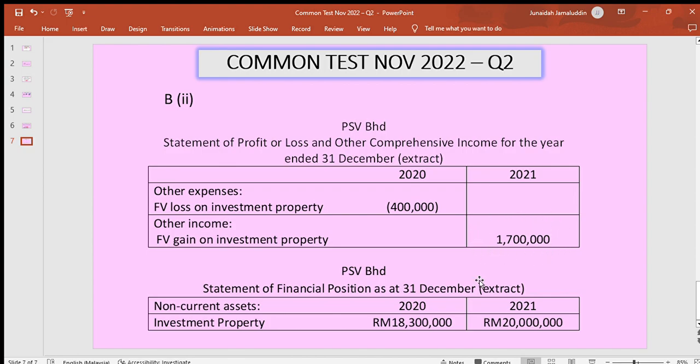And for SOPI, you can also prepare 2 columns for 2020 and 2021. So you have to disclose the investment property under non-current assets. You have to disclose the property at its fair value at 31st December 2020, which is 18.3 million, and at 31st December 2021 the fair value of the investment property is 20 million. So that's all about question 2 of common test November 2022.